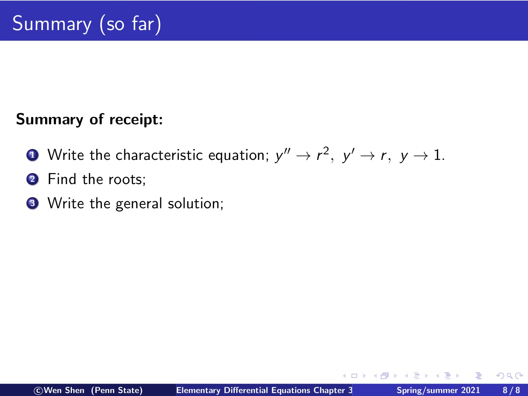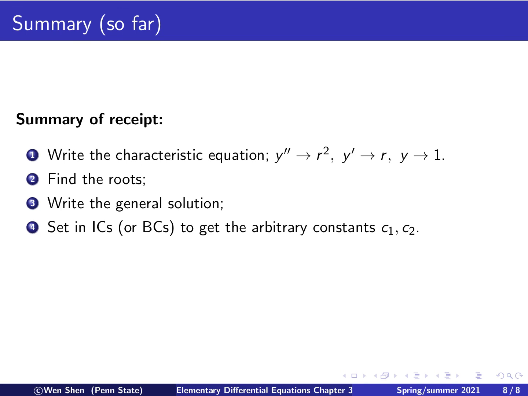Once we have the roots, in this case, they are two distinct real numbers. So far, we have considered only that case. We write the general solution with the arbitrary constants c1 and c2. And then we use the initial conditions, or sometimes it might be boundary conditions, to get these constants c1 and c2. So we have the solution for the initial value problem or boundary value problem.